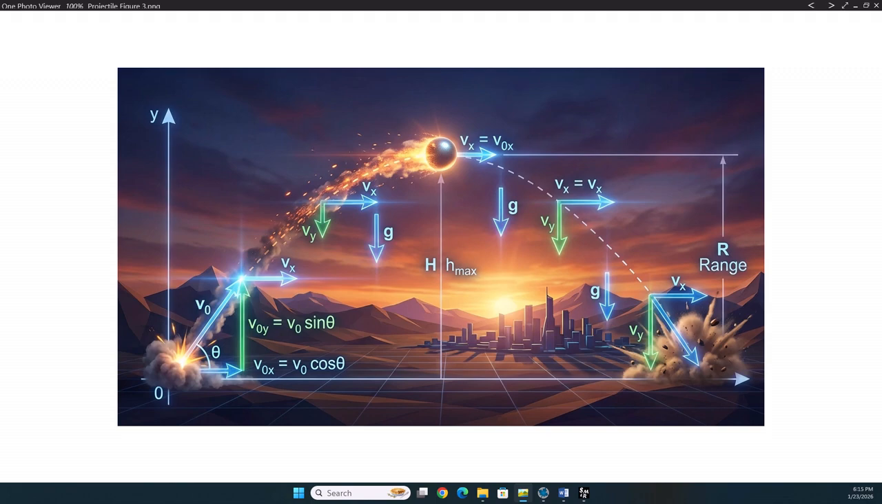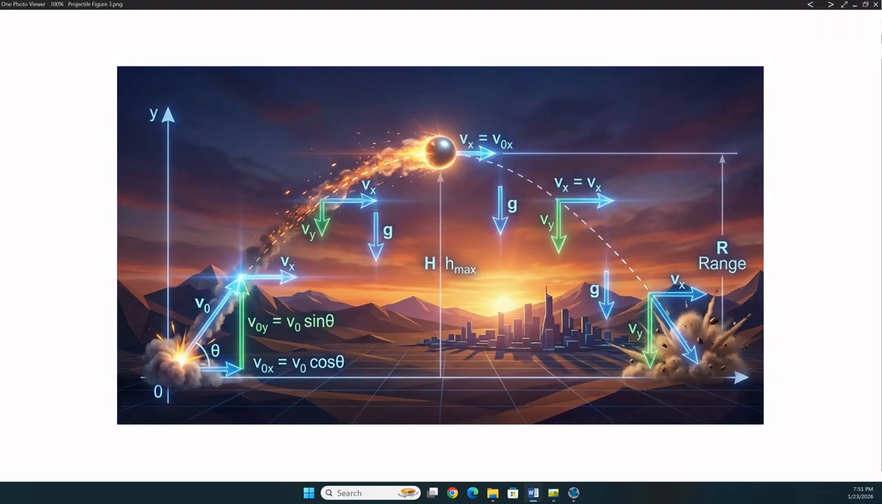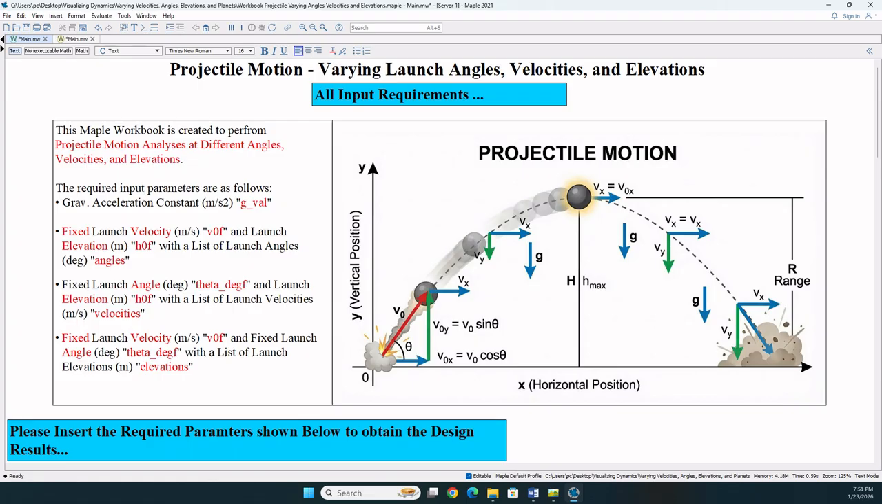In the Maple workbooks that I am about to show you, we will use various values for one of the parameters while keeping all the other parameters at constant values in order to study the effect of individual parameters on the projectile's motion. In the first Maple workbook that we will be looking at, we will be varying the launch angles, velocities, and elevations in order to study the effect of these parameters on the projectile's trajectory. The user will be required to insert the following set of parameters.